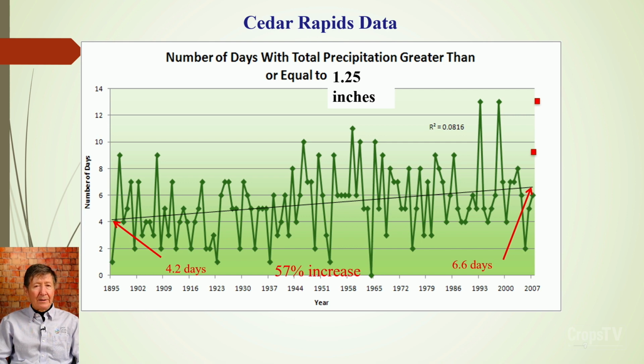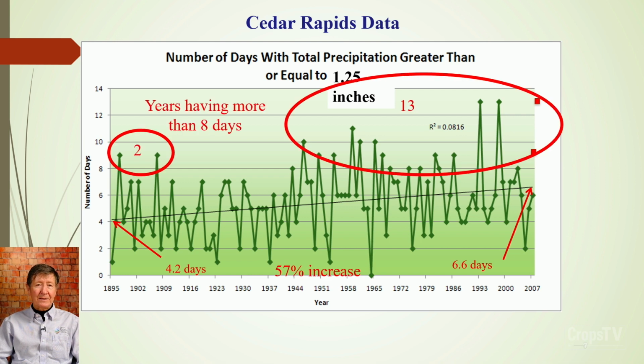So again, we look at the best fit line. At the beginning of this time period, there were 4.2 days on average a year with more than 1.25 inches. And later in the period there were 6.6 days per year with more than 1.25 inches. Remember, transport has to occur if you're going to have soil erosion occurring. So as we increase the number of days in which runoff is occurring or potentially occurring, we increase the soil erosion risk.